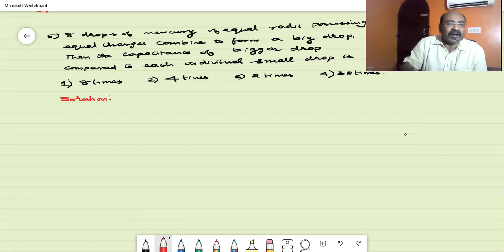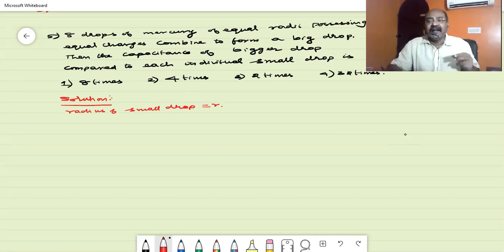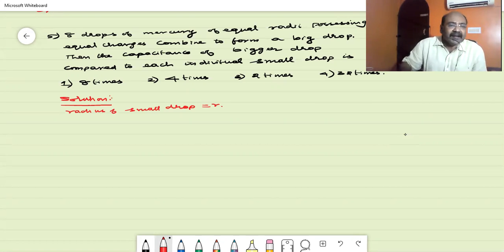When you are considering the solution, you take the 8 drops of mercury of equal radii, or I can say the radius of the small drop. Radius of the small drop, I can consider it as small r. That radius is equal to the capacitance of that drop. Then I can say radius of bigger drop.